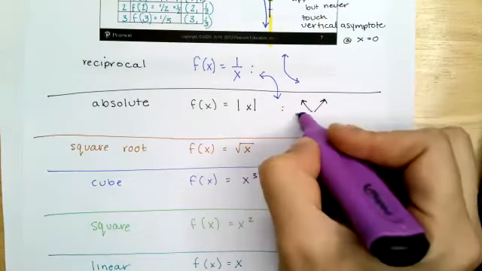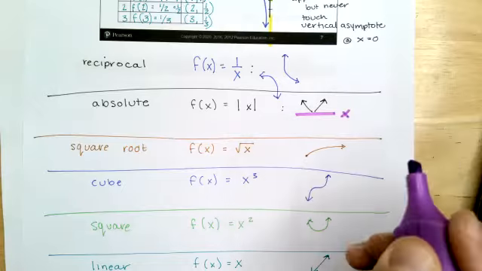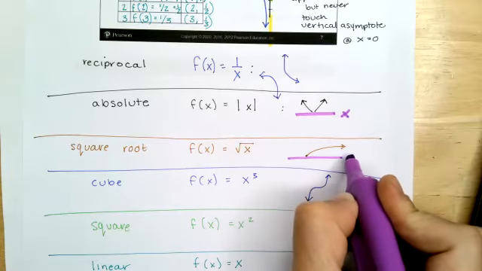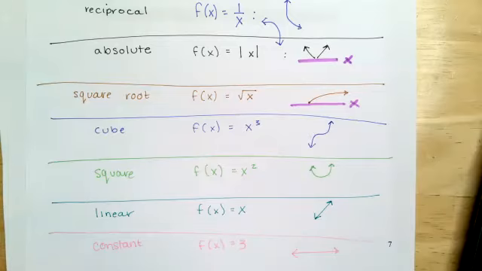Note that it does not cross the x-axis. The rest of them can move around and cross the x-axis, but this one will not. Good. All right, so the rest is called piecewise defined functions.